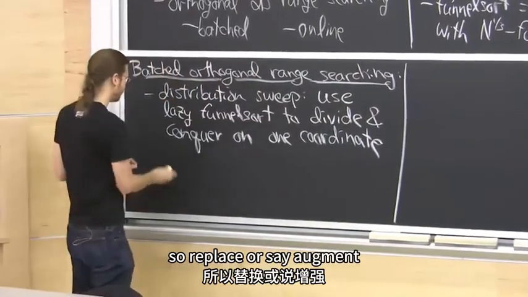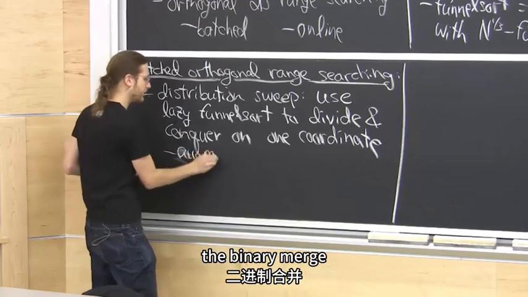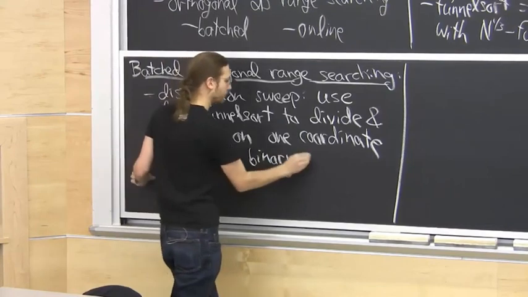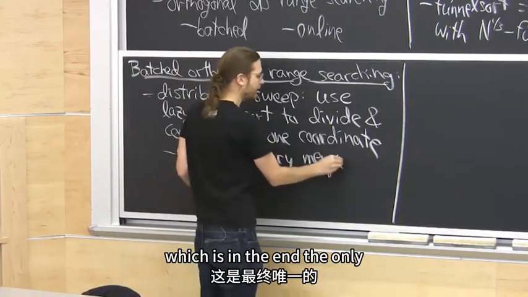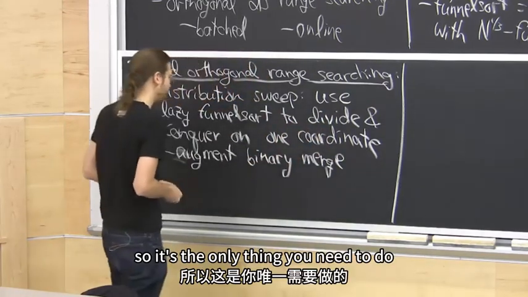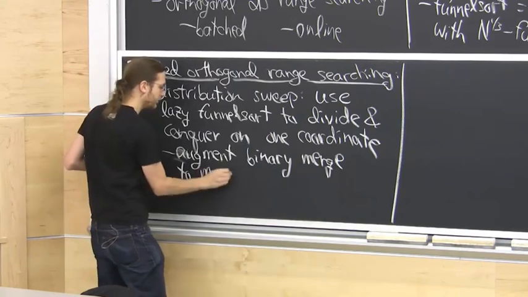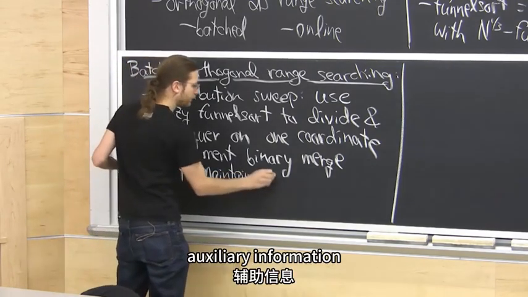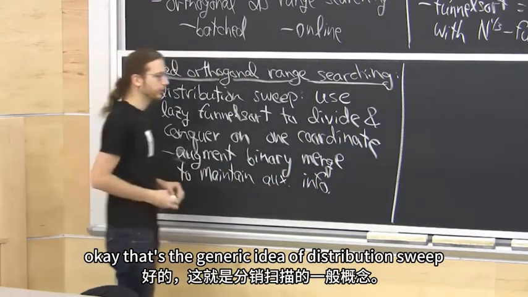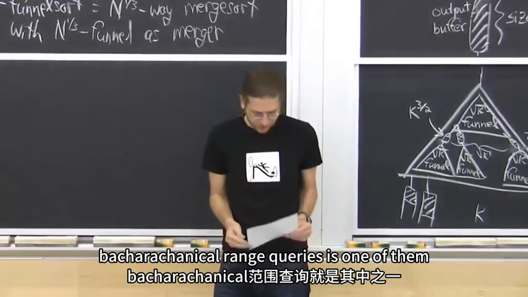Fine. So replace, or say augment, the binary merge, which is in the end the only part of the algorithm other than the recursion. So it's the only thing you need to do to maintain auxiliary information. Okay, that's the generic idea of distribution sweep. And distribution sweep has been applied to solve lots of different problems. Batched orthogonal range queries is one of them.